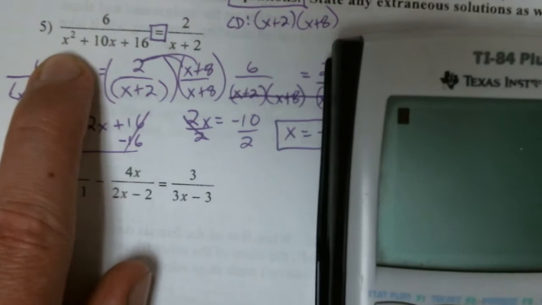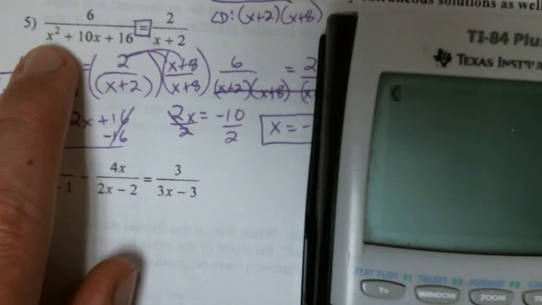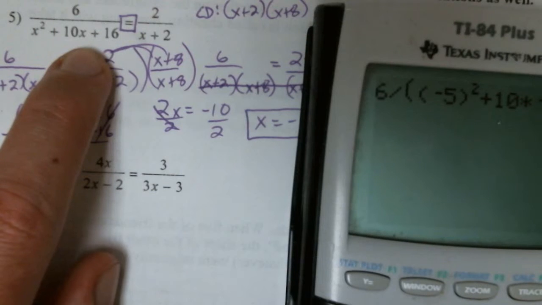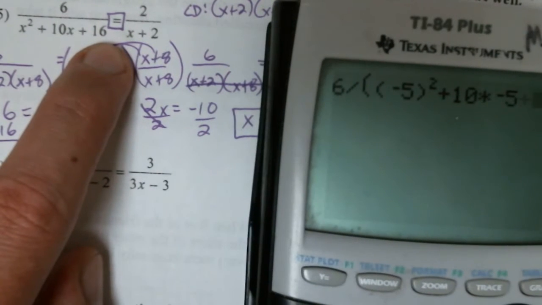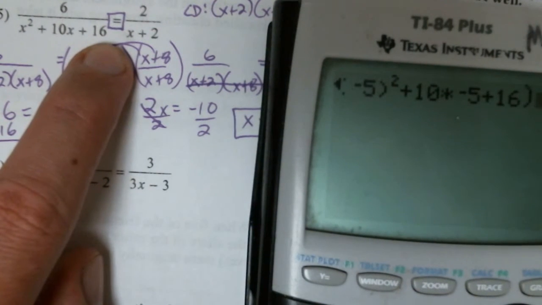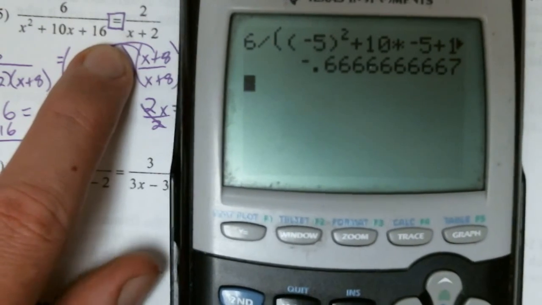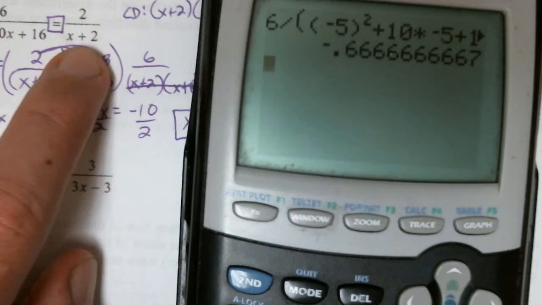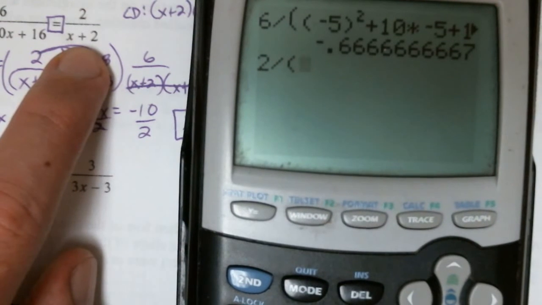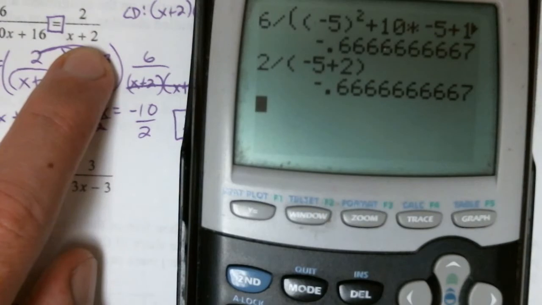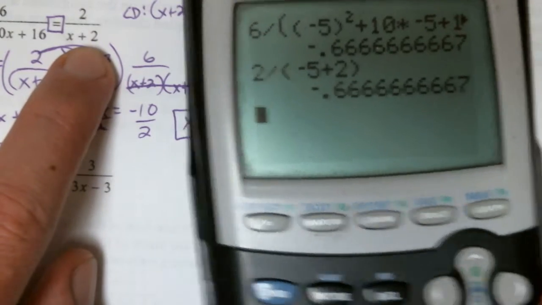So when I type this in, I'm going to type in 6 divided by parentheses, another set of parentheses, -5 squared, which we know is 25, plus 10 times -5, plus the 16, close the parentheses, and that's going to give us some number. That should be the same thing as the right-hand side. When I do 2 divided by parentheses, -5 plus 2, ta-da, boom. Right answer. Guaranteed you got it right.